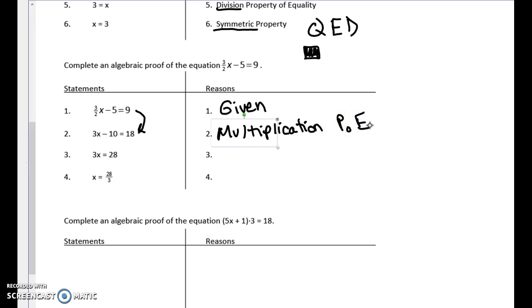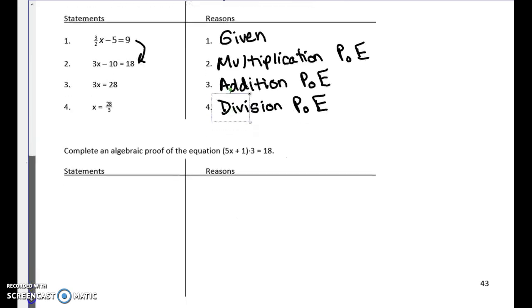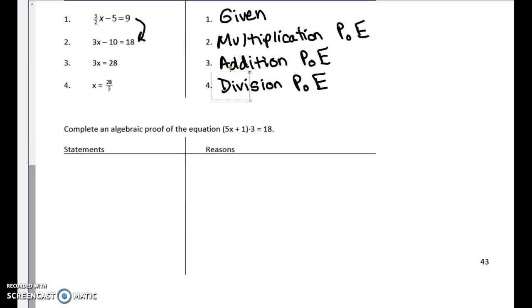Then from one step to the next, it looks like we added the 10 over. So that would be my addition property of equality, POE. Now I'm left with 3x equals 28. Well, I have to divide the 3 off, and that's my division property of equality.